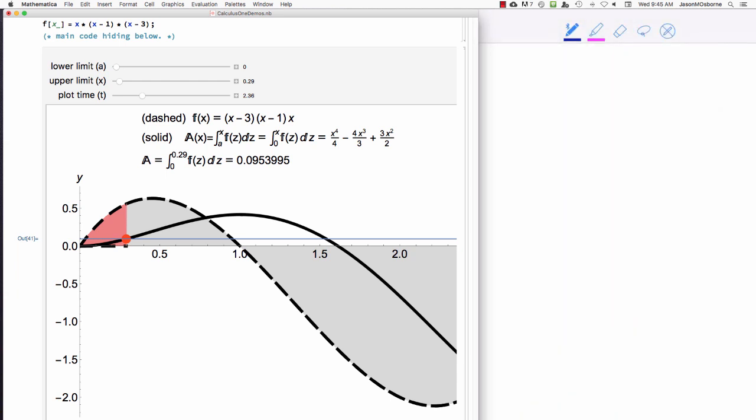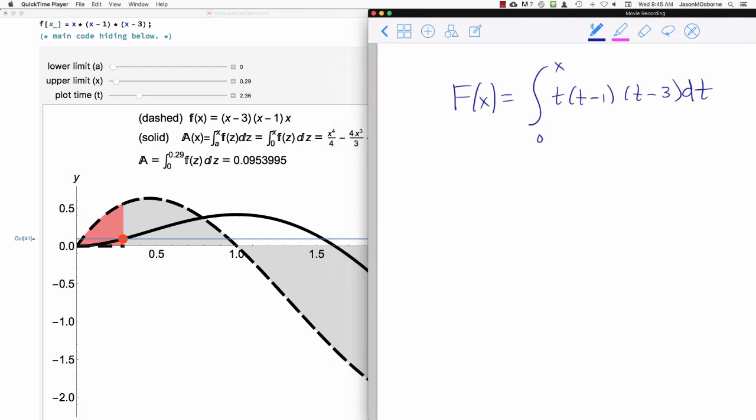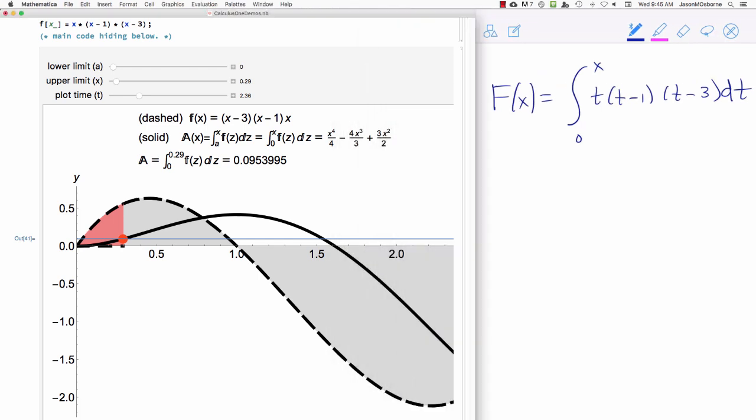Okay. Capital F of x, what was it? It was the integral from 0 to x of t times t minus 1 times t minus 3. Right? Okay. Let me move this over a little bit. There we go. So there's our function. What if I ask you to find a specific value? For example, f of, say, 0.5.